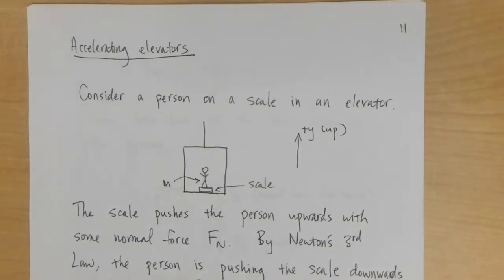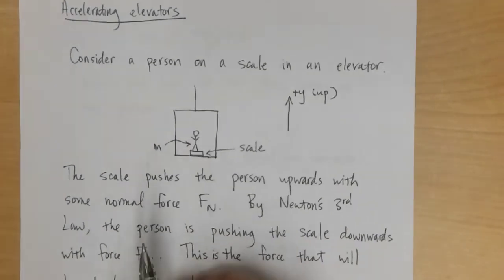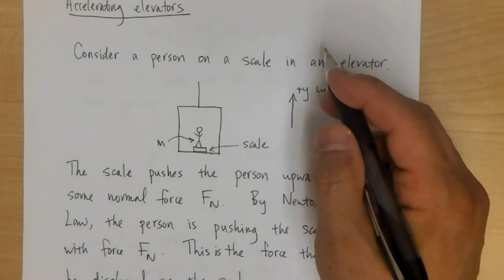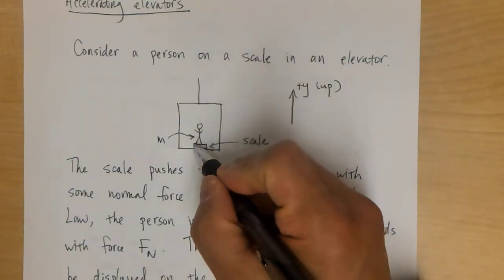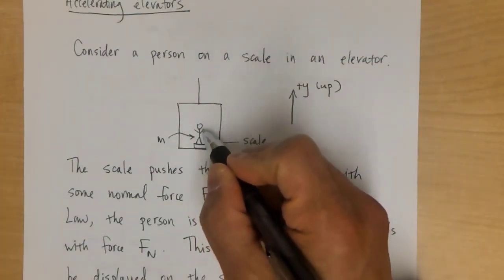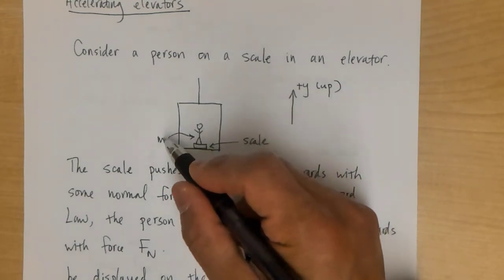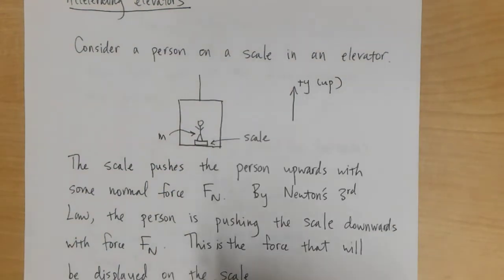The next thing I want to talk about is accelerating elevators. Okay, so let's consider a person that's standing on a scale in an elevator. So what is a scale? It's just something that somebody stands on. It reads a force. And so let's say the person has a mass m.